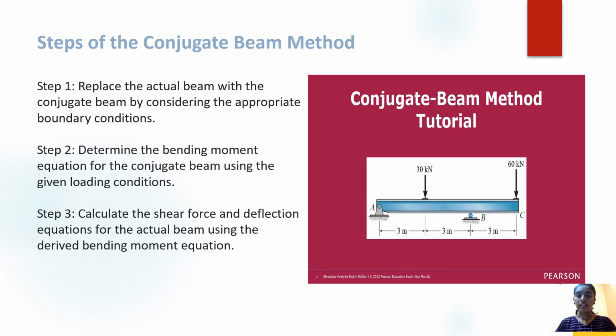In this diagram, we have to find slope and deflection using the conjugate beam method. Here we have to remember some points: slope in the real beam is equal to shear force in the conjugate beam, and deflection in the real beam is equal to bending moment in the conjugate beam. After this, we have to find slope and deflection using the formula.